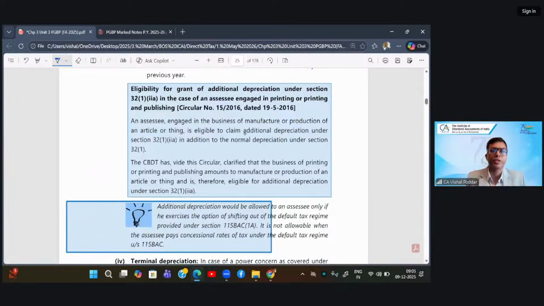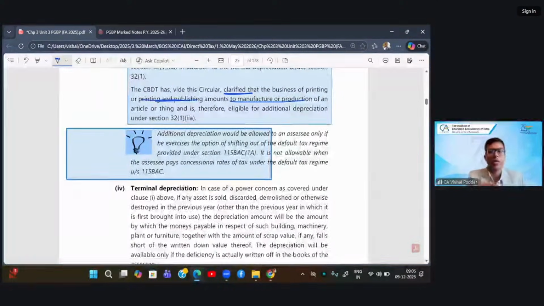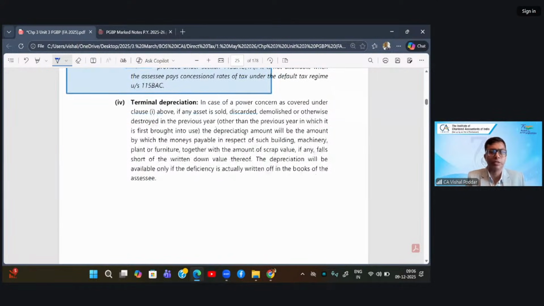Now, there is a clarification that even if you are engaged in printing and publishing, you can claim additional depreciation, because printing and publishing is also clarified to be a manufacturing process. So people who are engaged in printing and publishing, for them also additional depreciation is allowed on their printing machines. Further, additional depreciation is allowed only when you are opting out of the default scheme, that is the new scheme.